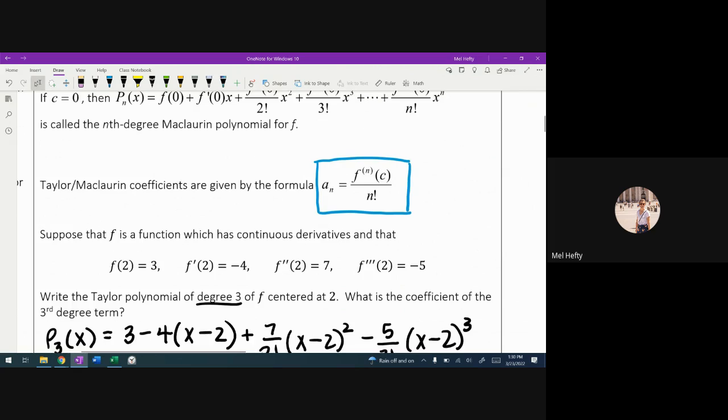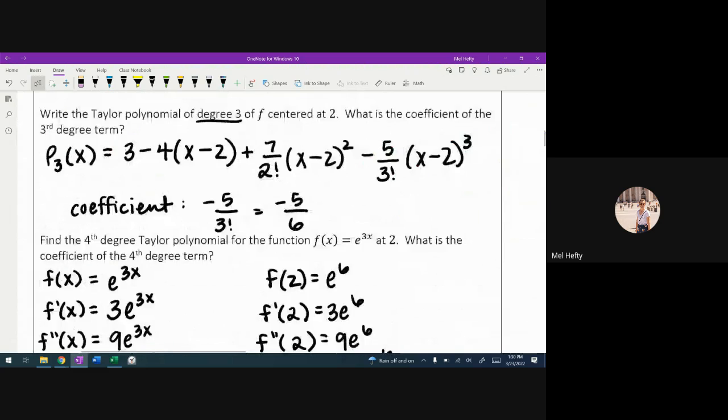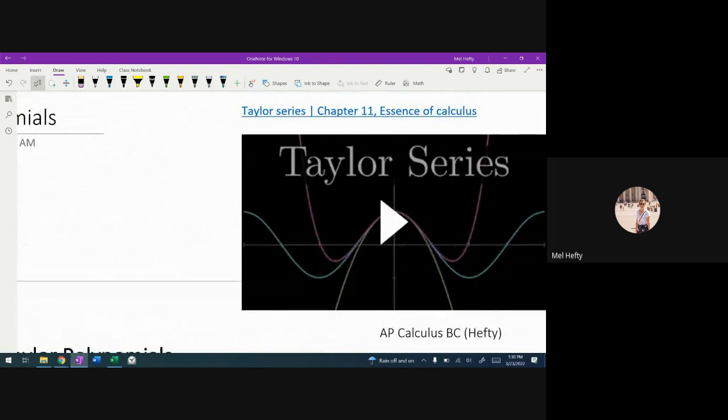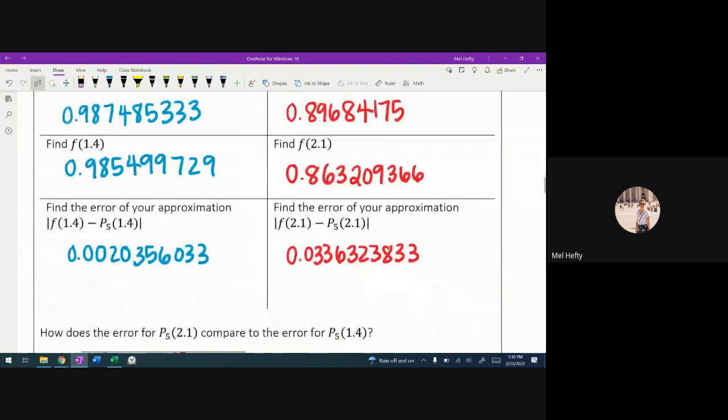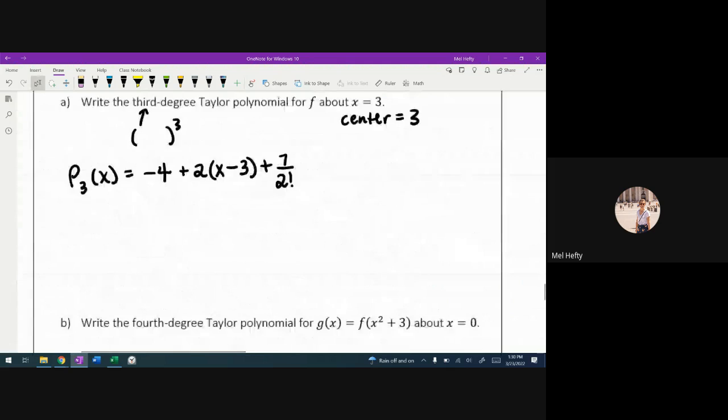I would definitely watch the video for an explanation of why that formula is the way it is. Also, this video up here, we watched a couple minutes of this before I started the video in class. The whole thing's like 20 minutes long. It's a really good video if you want. It's linked on there and in our Schoology page.